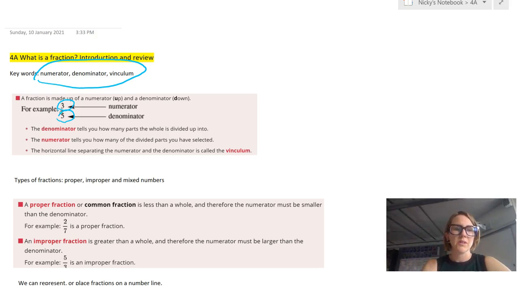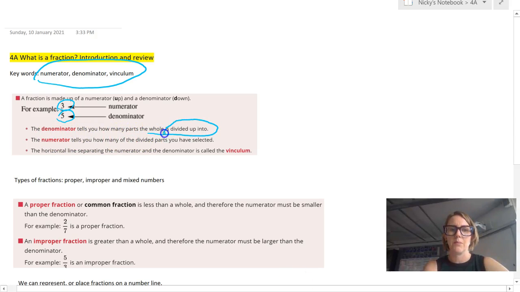So what those words actually mean, we'll start with denominator. It tells you how many parts that it is divided up into, okay? And the numerator tells you how many of these divided parts are selected. Okay, so here I've got a fraction of 3/5. 3 out of 5 parts is what that fraction is representing. Okay, and then the horizontal line separating the two parts is called the vinculum.